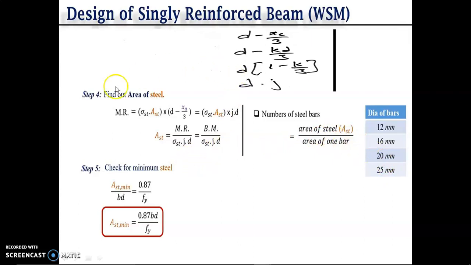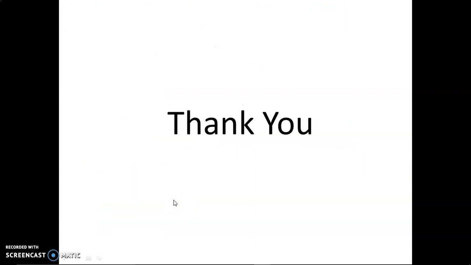Now after finding this AST, you have to check the minimum steel requirement. This formula is given in IS 456 2000. You have to find the minimum steel with the help of this formula. The steel provided should be greater than this minimum steel, meaning this is the minimum steel which you provide in your beam. So that is the part. These are some steps which you use for designing the beam. Thank you.